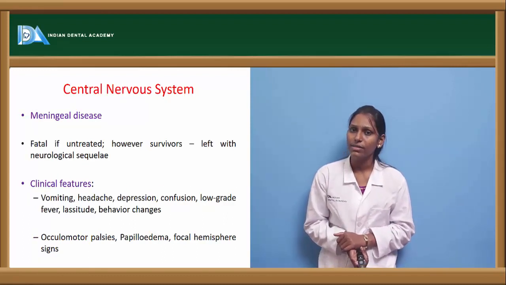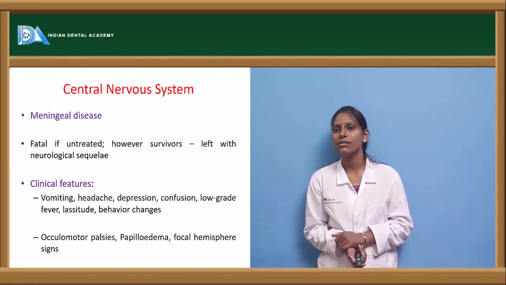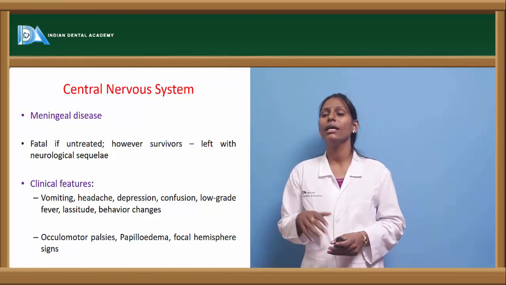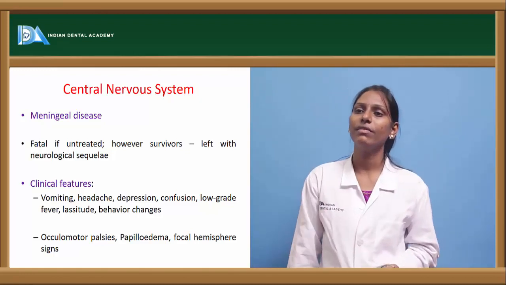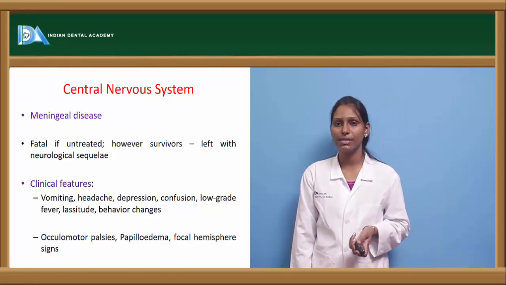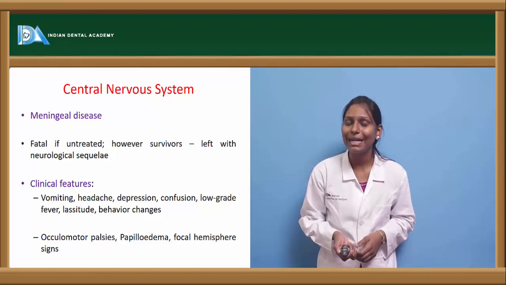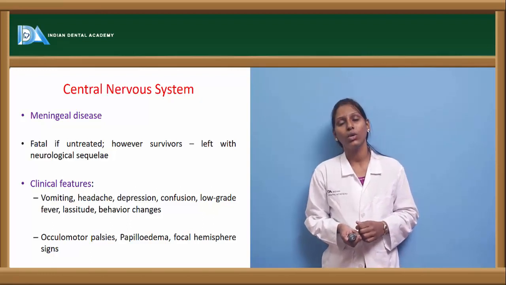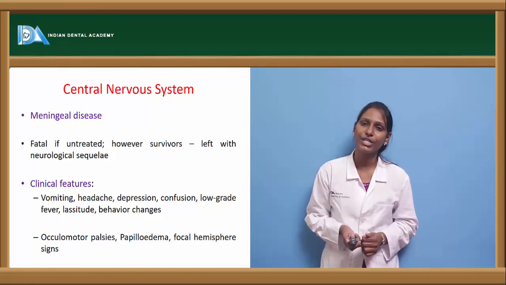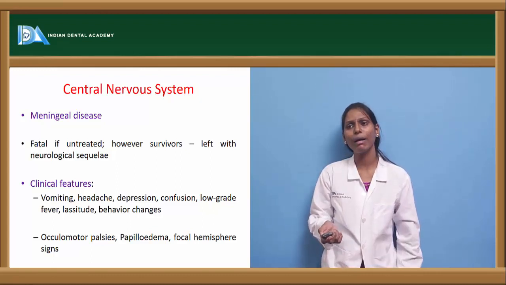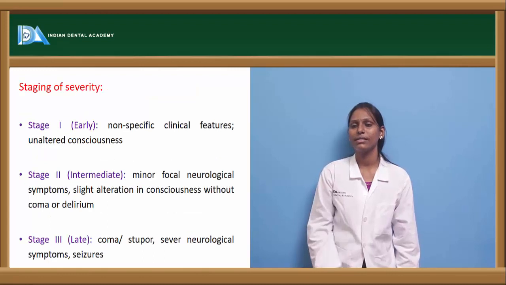And when the central nervous system is involved, meningeal disease is most commonly seen. Tuberculous meningitis can be one condition. If untreated, it can become fatal. However, survivors are left with neurological sequelae also. Coming to clinical features, they have vomiting, headache, depression, confusion, low-grade fever, lassitude and behavioral changes. Oculomotor palsies can be seen, which can include papilledema, focal hemisphere signs, etc.